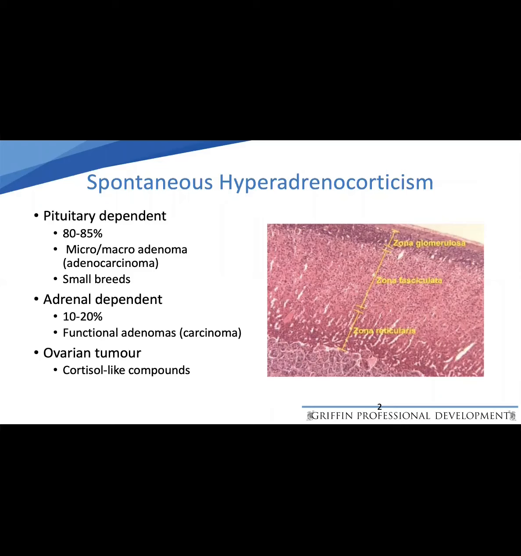So spontaneous hyperadrenocorticism is pituitary dependent in about 80 to 85% of cases, and this is more typically identified in small breed dogs, whereas it's less commonly associated with adrenal-dependent hyperadrenocorticism, in about 10 to 20% of cases. And these can be either functional adenomas or potentially carcinomas. But finally, if you have performed a lot of investigations and haven't identified any changes within the adrenal gland that make you suspicious of an adrenal tumour, or if you've done advanced imaging of the brain and not identified a pituitary mass, it could in fact be an ovarian tumour that's producing cortisol-like compounds.